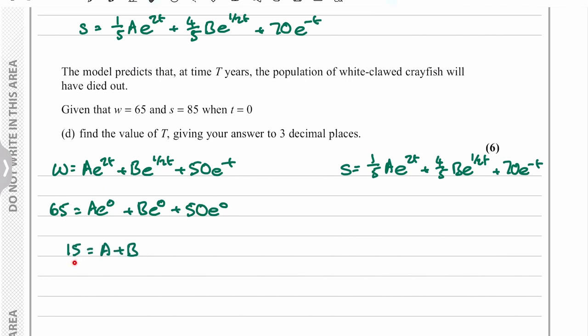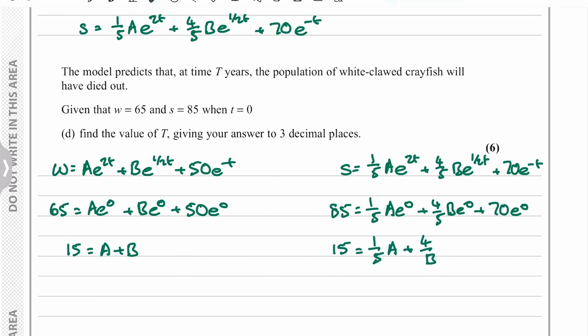So 15 is equal to A plus B. Now we'll substitute the 85 into S, and again make T equal 0. So we get this, and then we'll move this 70 over to the left-hand side. So now we can solve these equations simultaneously, and we'll get A is equal to negative 5, and B is equal to 20. Then all we need to do is substitute each of these values into W here.